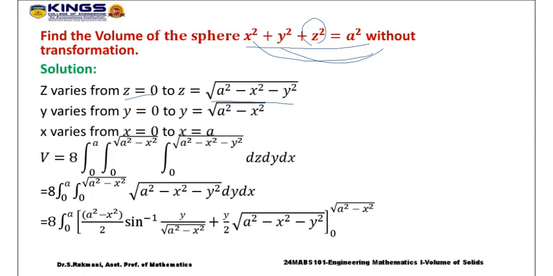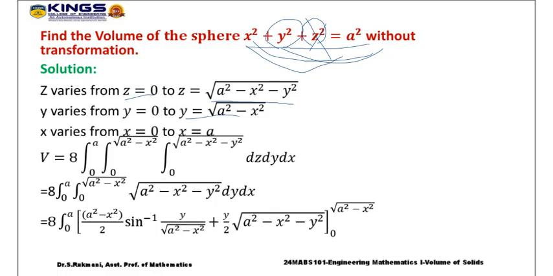Okay. Next, for finding the value of y, put z equal to 0. So this becomes 0. So what about the remaining? x square plus y square equal to a square. So find out the value of y square. So y square equals, take this x square to this side, a square minus x square. That means y equals root of a square minus x square.